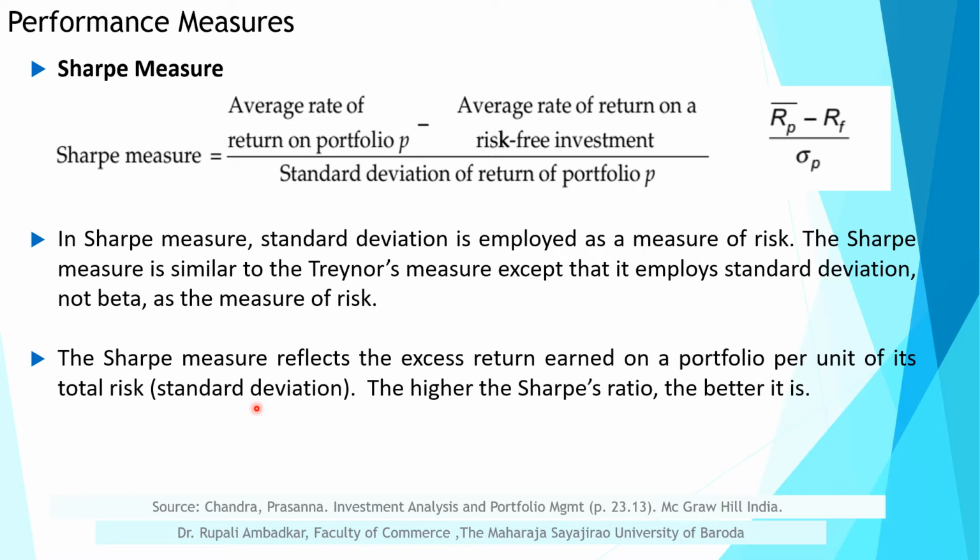Now, as far as evaluating the portfolios is concerned, the higher the Sharpe ratio, the better it is. So if we have two or more portfolios, we assign first rank to the portfolio having the highest Sharpe ratio. If we are comparing it with the benchmark index to find out whether the portfolio has outperformed or underperformed, if the Sharpe ratio of a given portfolio is higher than the Sharpe ratio of the market portfolio, we say that the portfolio has outperformed the benchmark.